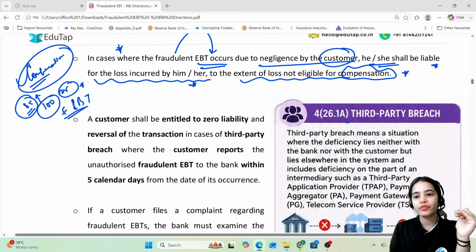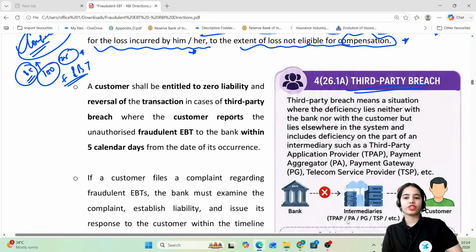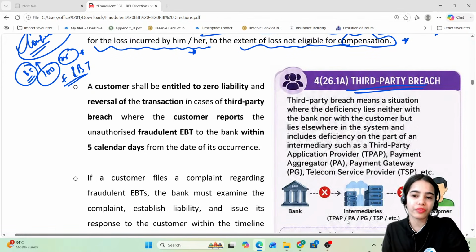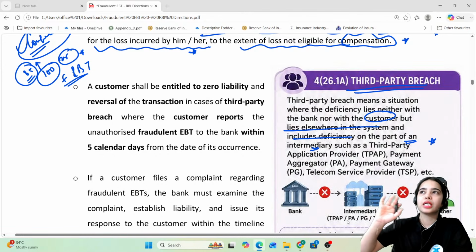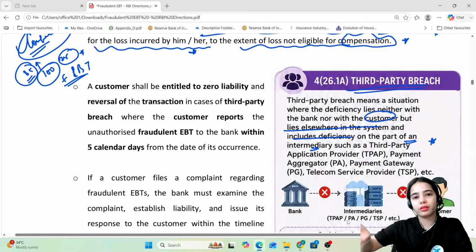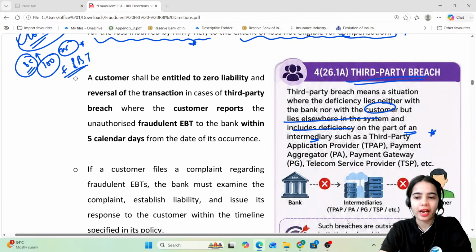Now what if there is a third party breach? Third party breach means a situation where the deficiency lies neither with the bank nor with the customer, but lies elsewhere in the system and includes deficiency on the part of the intermediary, such as the third party application provider, such as Google Pay, Phone Pay. At their level, the breach has happened or the fraudulent activity has happened.